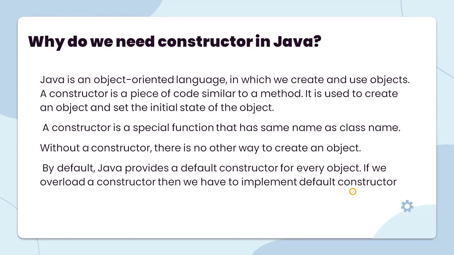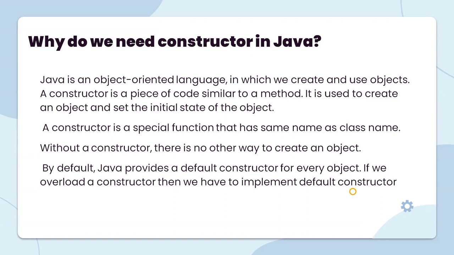Now, why do you need a constructor in Java? Java is an object-oriented language in which we create an object using a constructor. The constructor is a piece of code similar to a method. It is used to create an object and set up the initial state of an object. A constructor is a special function that has the same name as the class name. Without a constructor, there is no other way to create an object.